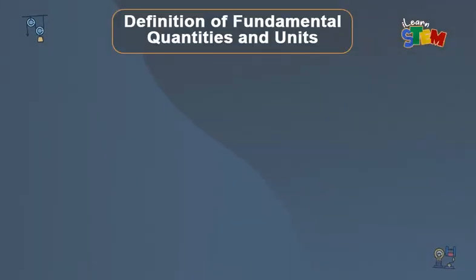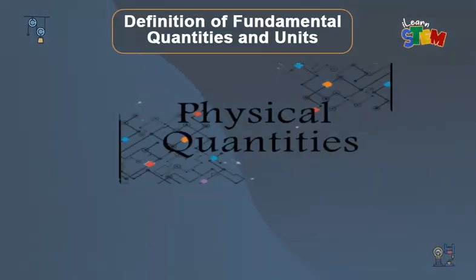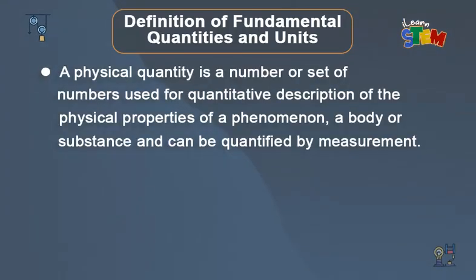In physics, we study the physical quantities. So, what is a physical quantity? A physical quantity is a number or set of numbers used for quantitative description of the physical properties of a phenomenon, a body or substance, and can be quantified by measurements. These numbers come with a unit that defines them uniquely. Therefore, to every physical quantity, we attribute a unit that defines it.